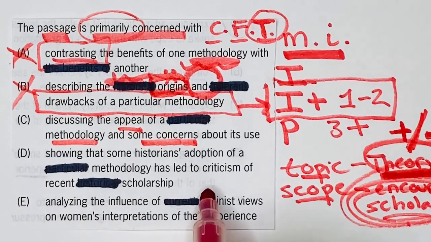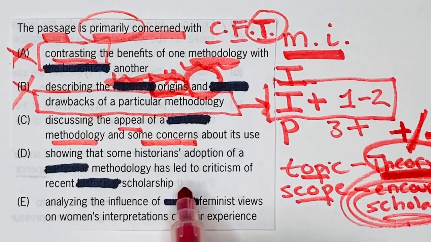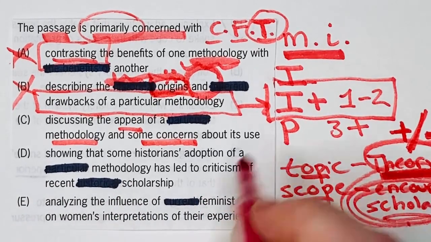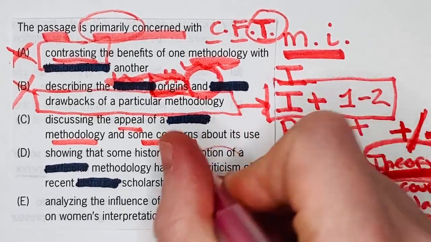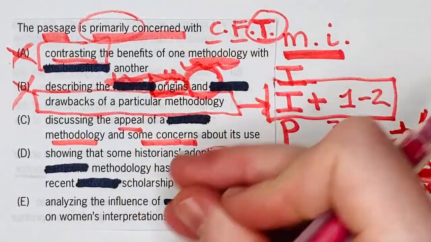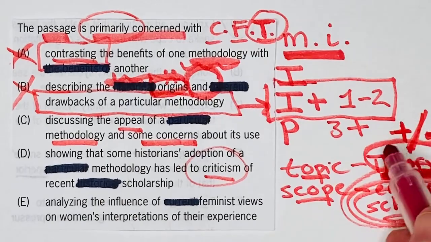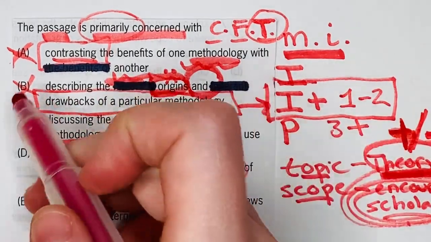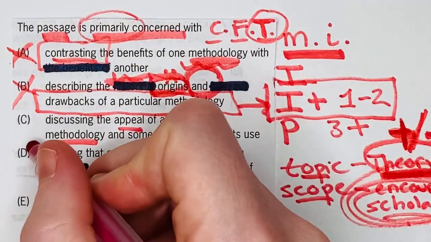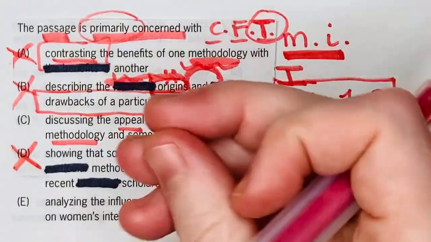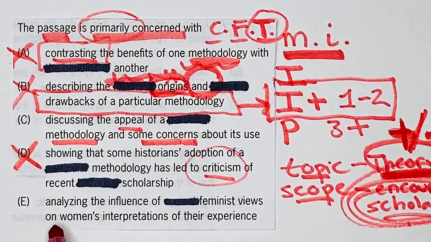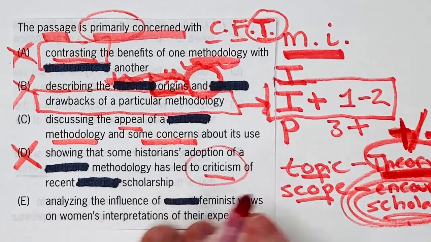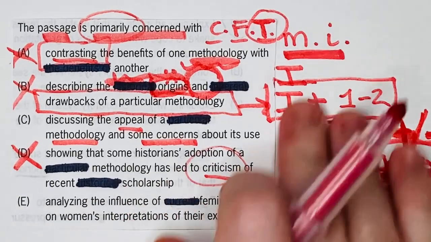D, showing that some historians' adoption of a methodology has led to criticism of recent scholarship. Okay, so in criticism, again, we get the second half, we get the negative, but we're missing some of that positivity in the first paragraph. It's a little bit like B, where it's only focusing on the negative, and we want something that does both. E, analyzing the influence of feminist views on women's interpretations of their experience. That's really off the mark. That's probably the worst answer choice in this group of 5.